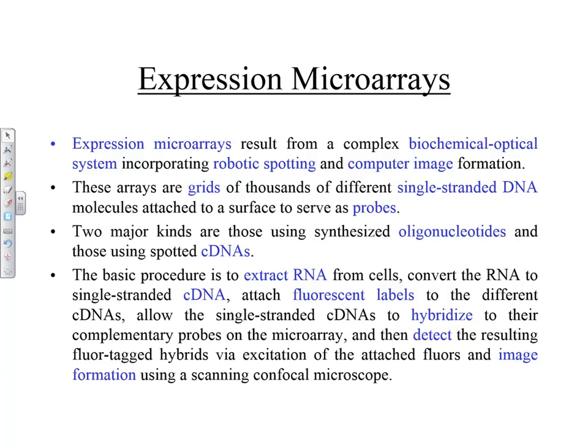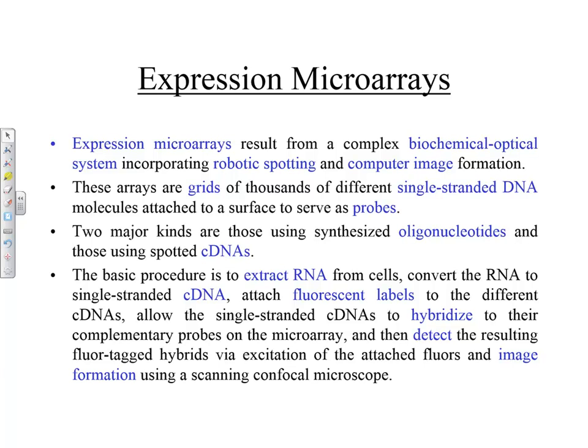Okay, so two major kinds are those using synthesized oligonucleotides, which are basically synthetic DNA, right? And those using spotted complementary DNA, which will come from the messenger RNA from a particular tissue. If you're doing the one with cDNAs, you'll hear the terminology cDNA microarrays. That means complementary DNA microarrays. About 10 years ago or so, it was the thing. It was very hot. Everybody was doing microarrays at that time.